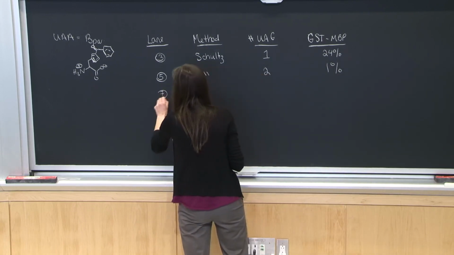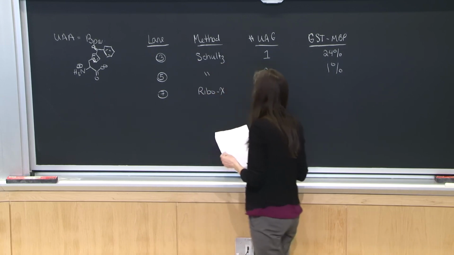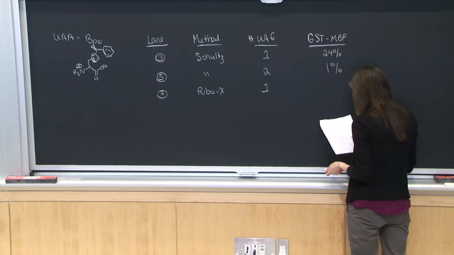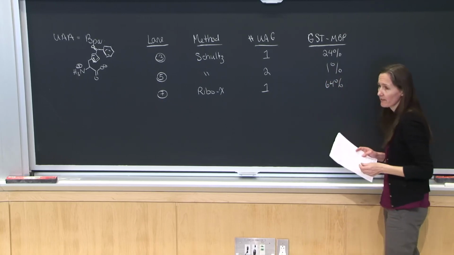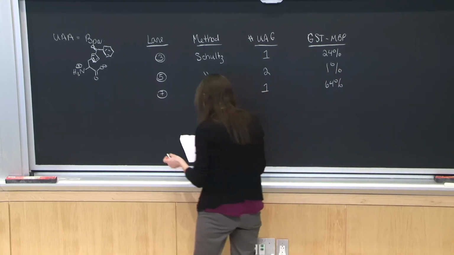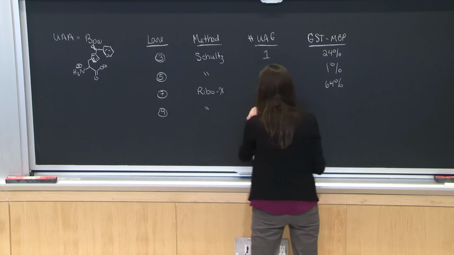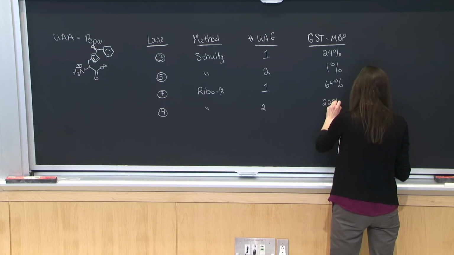In lane 7, analyzing the orthogonal ribosome Ribo-X, and 1. And what's seen is 64% efficiency. So quite an improvement there. And then in lane 9, what we have is Ribo-X with 2 and an efficiency of 22% here.